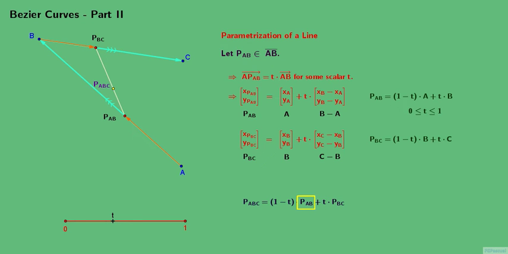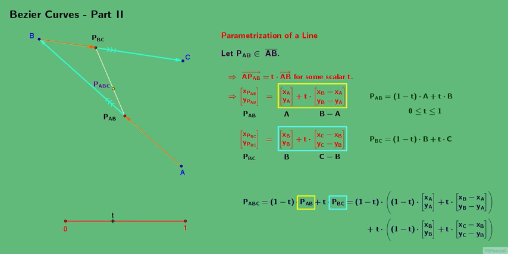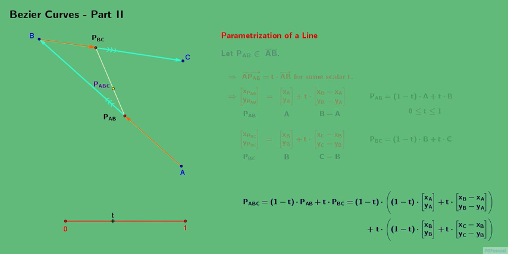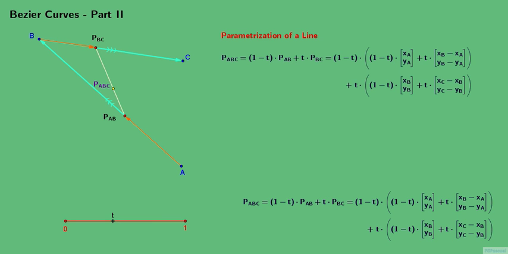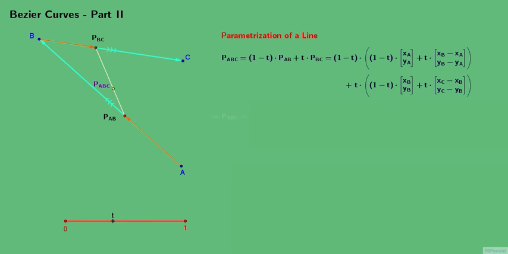We replace P sub AB by its parameterization and get this first part. And then do the same thing for P sub BC to get the rest of the parameterization. Multiplying things out and grouping things according to the different vectors, the first part is the square of the quantity 1 minus t times the vector A. Then we have 2t times the quantity 1 minus t times the vector B. Finally, we have t squared times C.